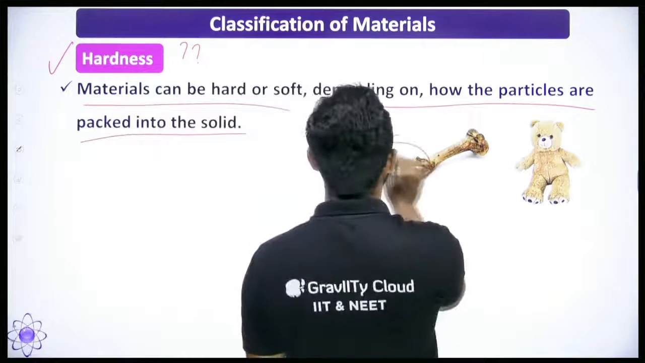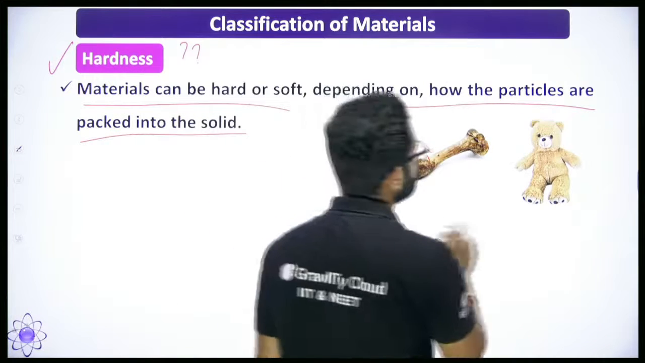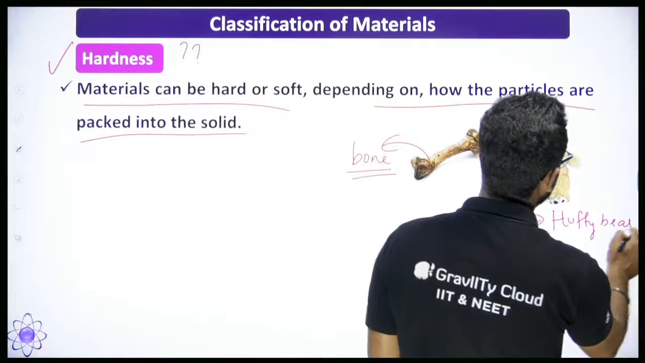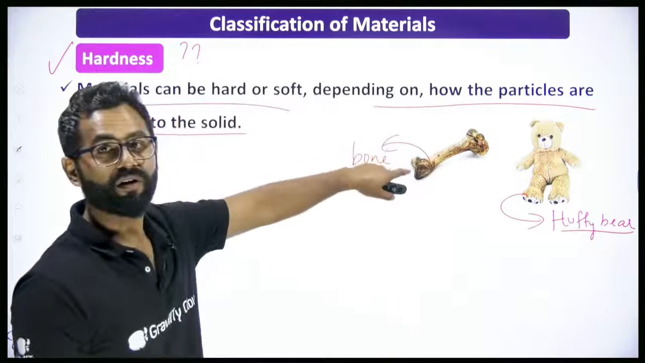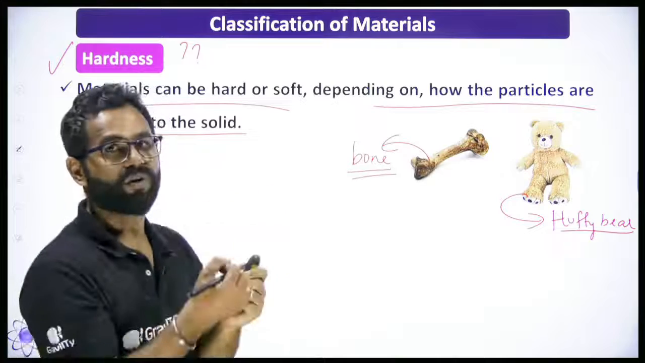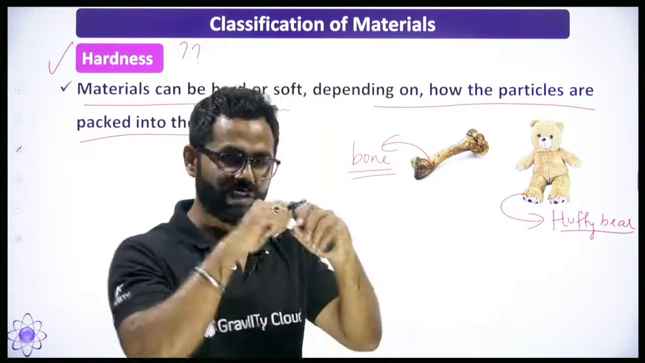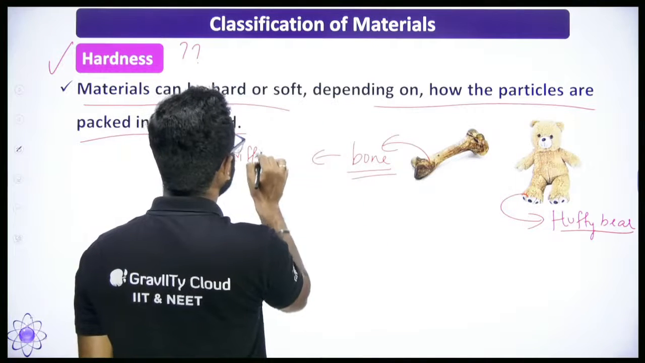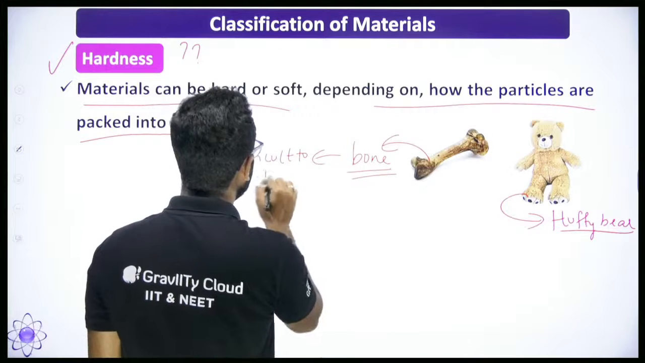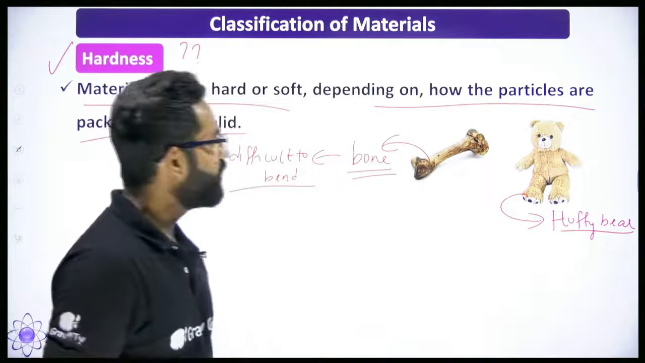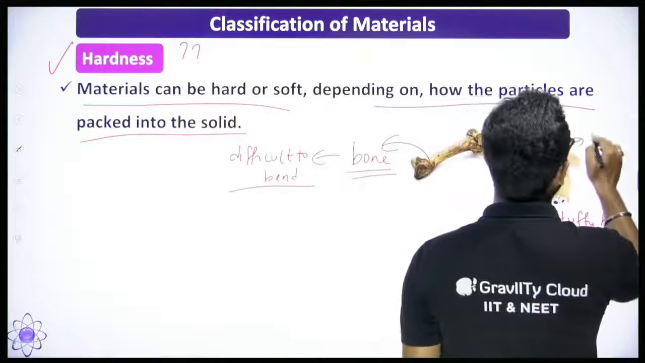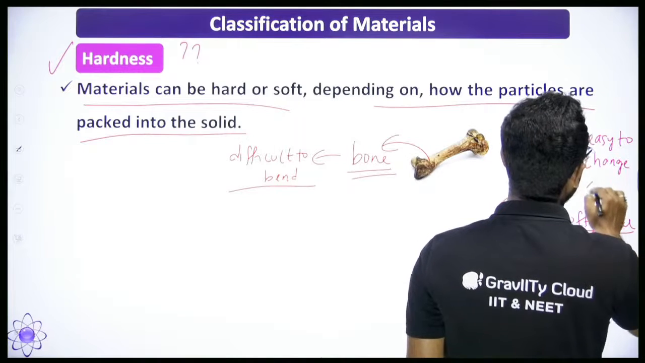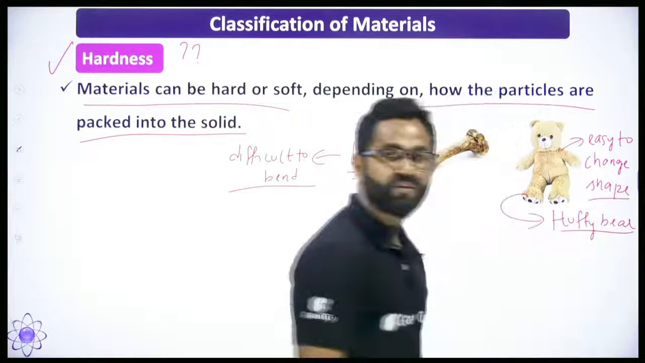So for example, look here. This is my bone. And if you look here, this is what? This is the fluffy bear, right? In the case of bone, it's very hard to bend the bone. You can't just push the bone, or we can say bend it, right? Difficult to bend. I can write that bone is difficult to bend. But this fluffy bear, it is easy to bend. Easy to change shape, right?